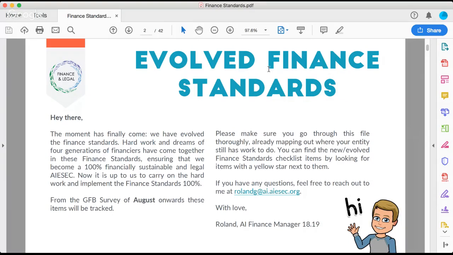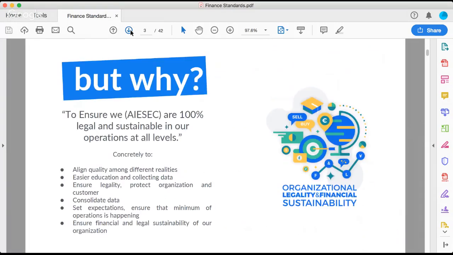An important thing to see here is that finance standards are really the minimum of the minimum that every entity must do. Therefore it is not a question of aspiring to get 100%, but we need to make sure that we reach this 100%. Even though it's difficult at times, especially for the sustainability standards, which we will get into in a bit, we still need to work for it, and it should be the number one priority of the financiers in the entity.